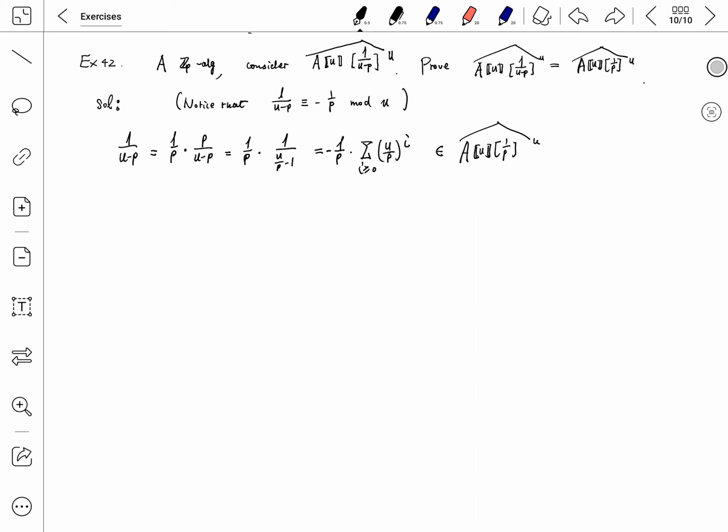So in particular, this implies that A double bracket u, inverting 1 over u minus p and taking the u-adic completion, is contained in 1 over p taking the u-adic completion, but then this also implies the completion is contained there.